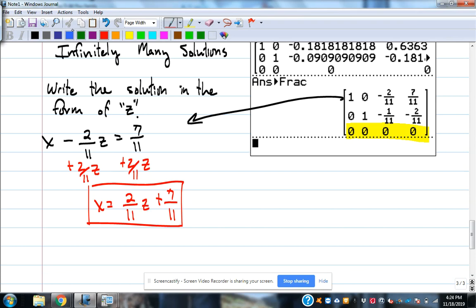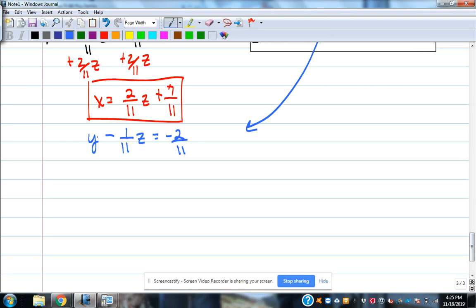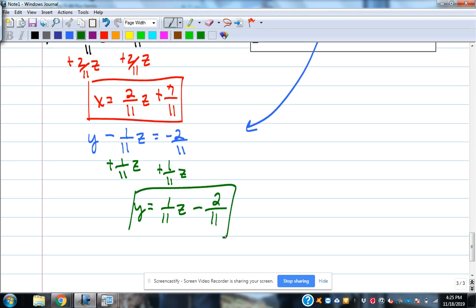The second row gets me the equation y minus 1 over 11z equals negative 2 over 11. I could take that and get y by itself by just adding 1 over 11z. So I'd have 1 over 11z minus 2 over 11. And that's y. So the ordered triple for this one, and this is the weird part where everybody kind of goes, what? You get x and y by itself.